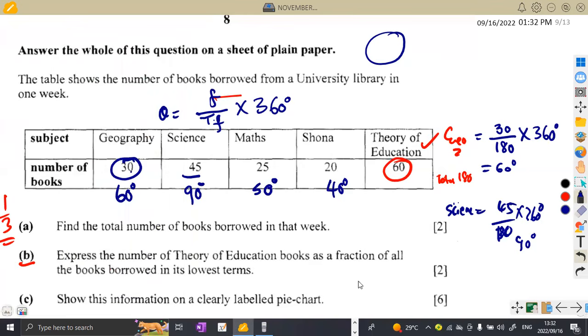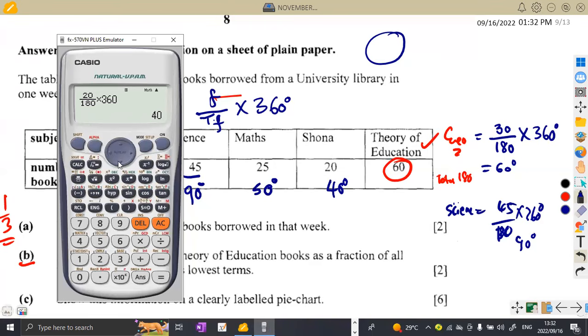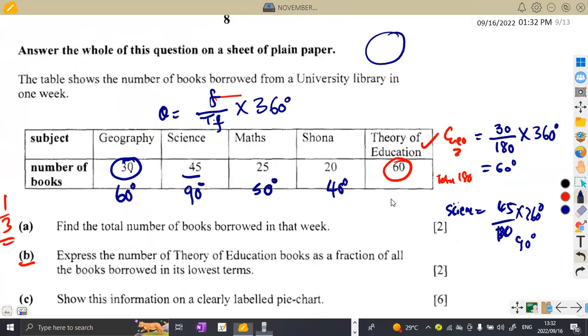Theory of education is 60. So it's 60 over the total. So you're just going to take here and remove this and put 60 here. So it's 60 over the total, which is 120. So that's what you simply have. So these angles now are the ones that you're going to indicate on your pie chart.